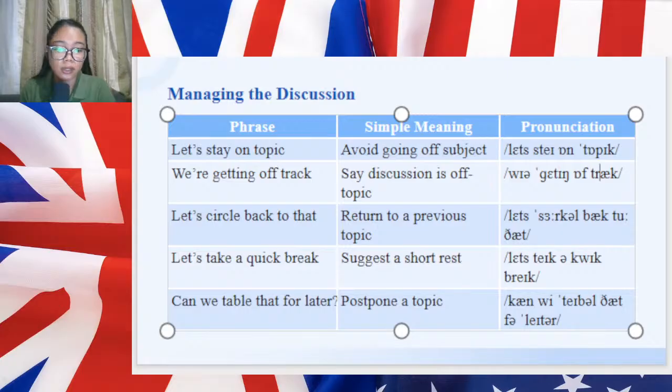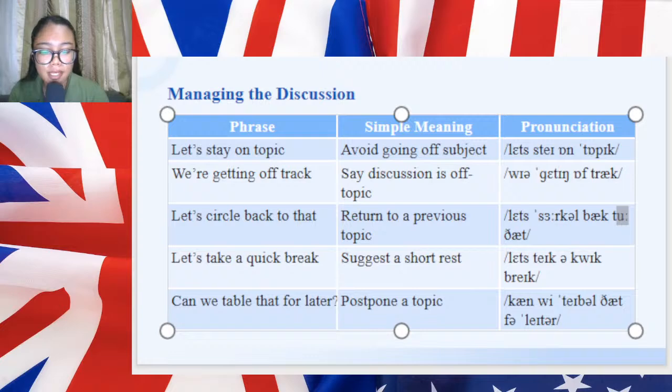Let's circle back to that. Pronunciation wise, we're familiar with this. Circle. So there's a schwa sound here. Circle. And then back, short a sound, and then that, with a short sound. We're familiar with that. Let's circle back to that.